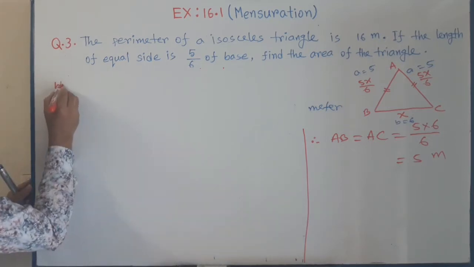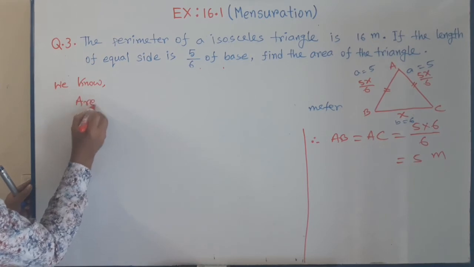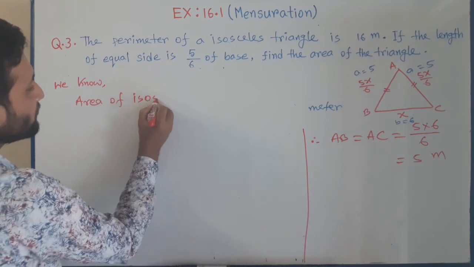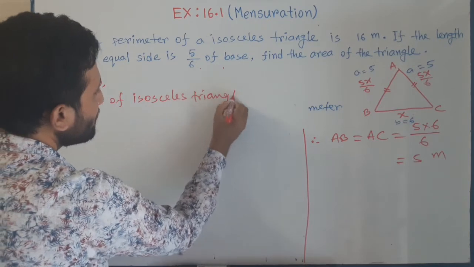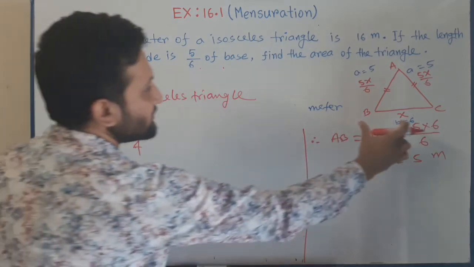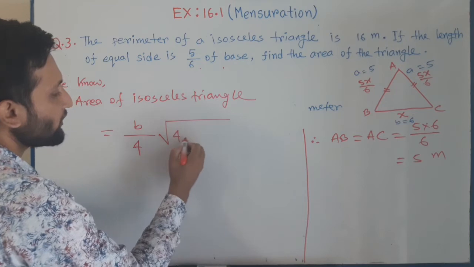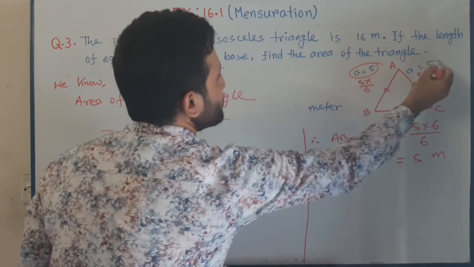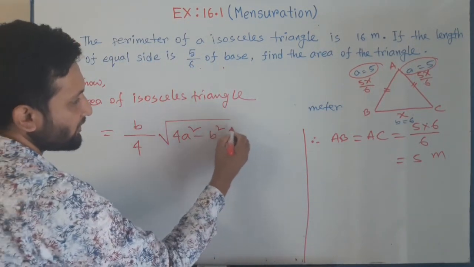We know the area of an isosceles triangle is equal to b by 4 into root of 4a square minus b square, square unit. Here b means the base BC, and a means the equal side, that means AB. Imagine here this is also a, equal sides AB and AC.